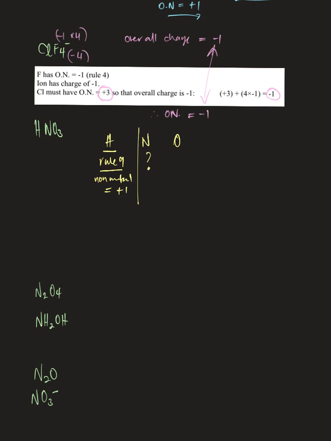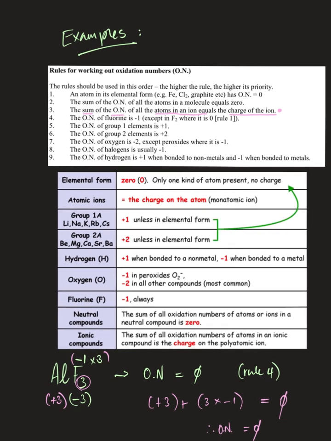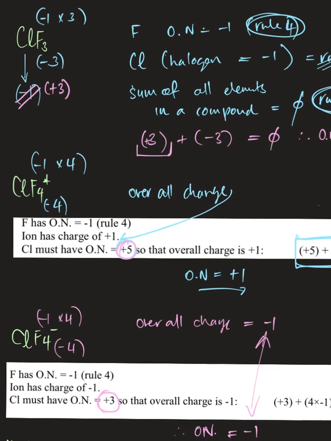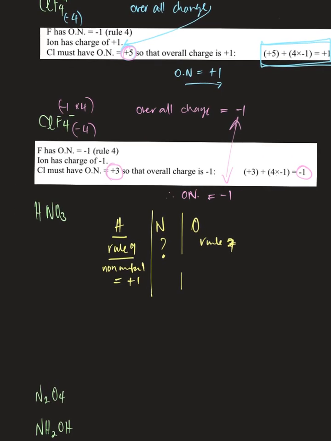Great. Nitrogen, I know nothing about. Oxygen, if I look at rule 7, says that the oxidation number of oxygen is negative 2, except in peroxides when it's negative 1. Now it's nitric acid. It's not a peroxide, right? So if I look at rule 7, I know that the oxidation number here of oxygen must be equal to negative 2. Now I've got to sort this out.